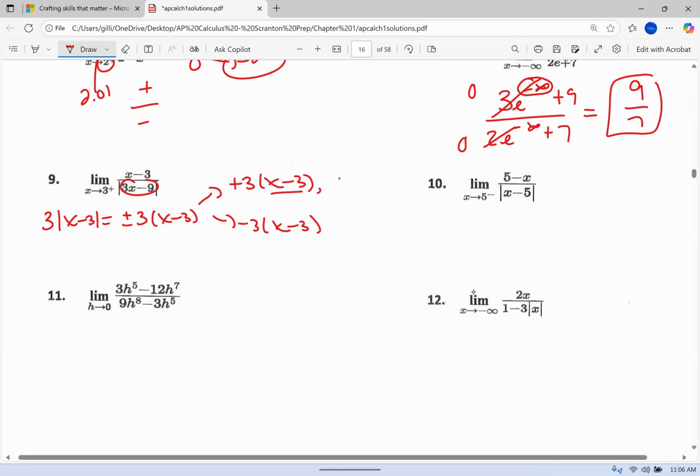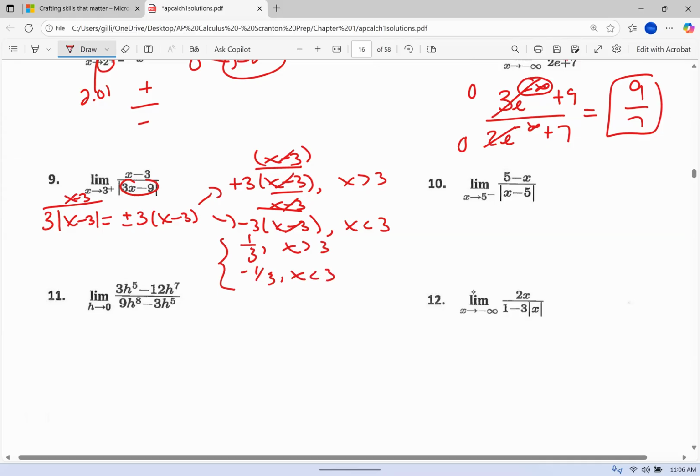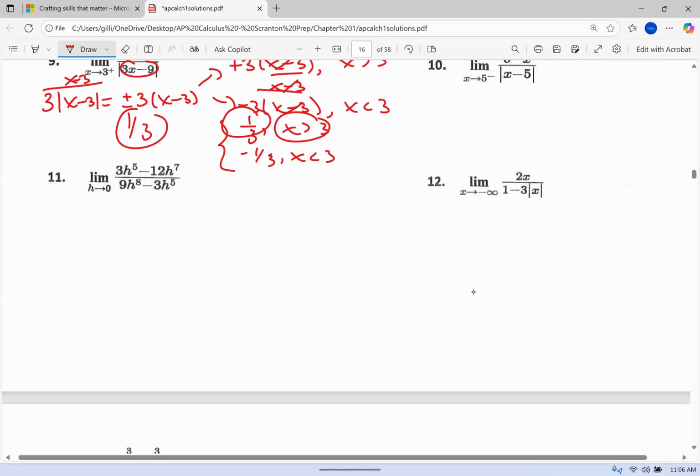This will remain positive if x is bigger than 3, and the other condition will be if x is less than 3. I have to keep in mind that that's in the denominator of a fraction. So this function actually becomes, when these cancel out, 1/3, provided x is bigger than 3, and negative 1/3, provided x is less than 3. I want 3 from the right, so that answer will be 1/3. I'm not going to bother with 10 because it's pretty much the same idea.